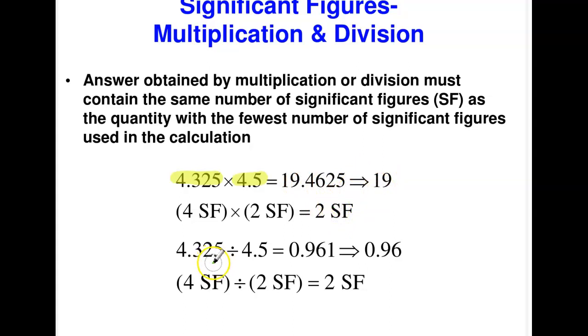The same thing goes when you're doing your division. I divide this number by this number. This is the answer I get. But because my final answer should be 2 digits, I'm going to round this off to 2 significant digits. And that gives me this final answer.